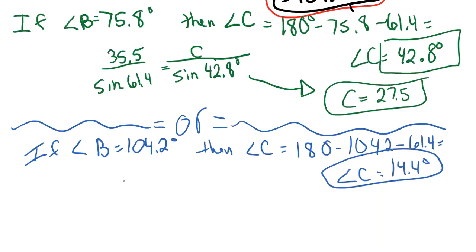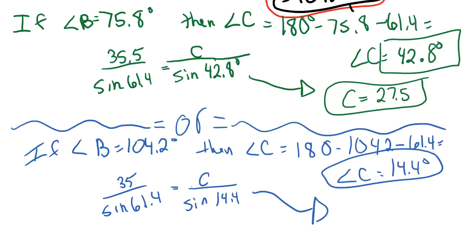And then again, I would set up a proportion as I did in the previous step. But this time, sine of C would be sine of 14.4. Again, why don't you pause that to see if you come up with the same side C as I do. And I get 10.1 centimeters.